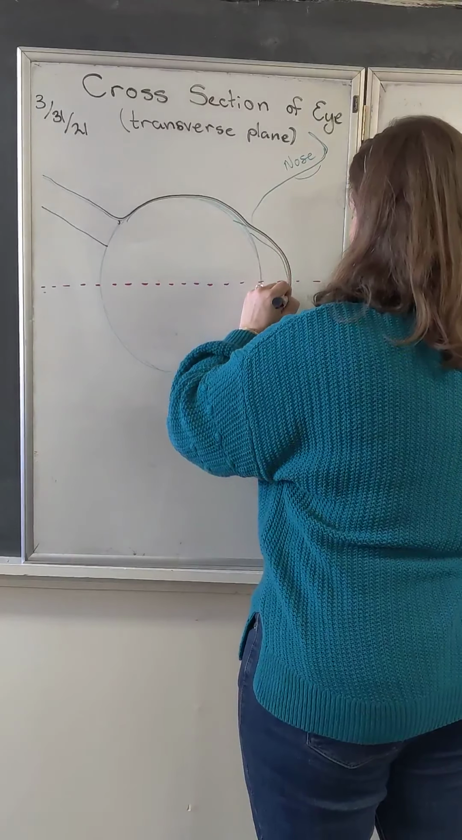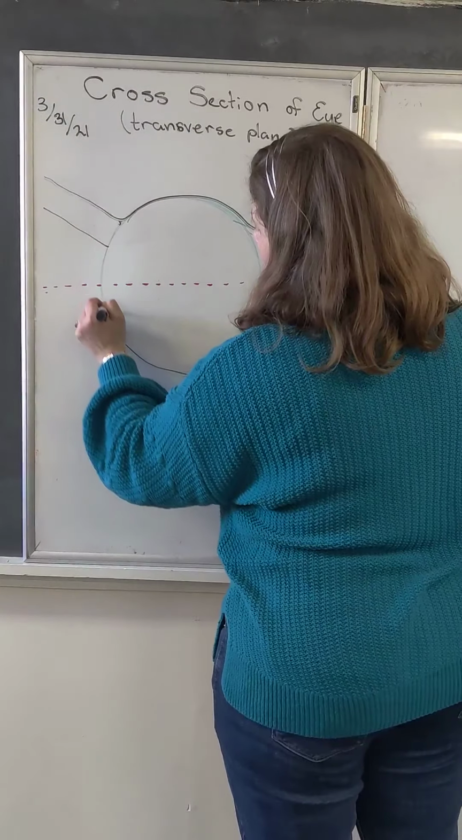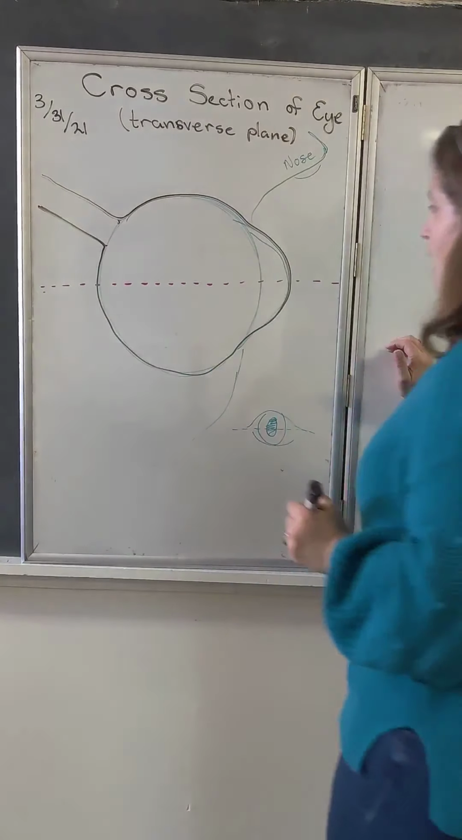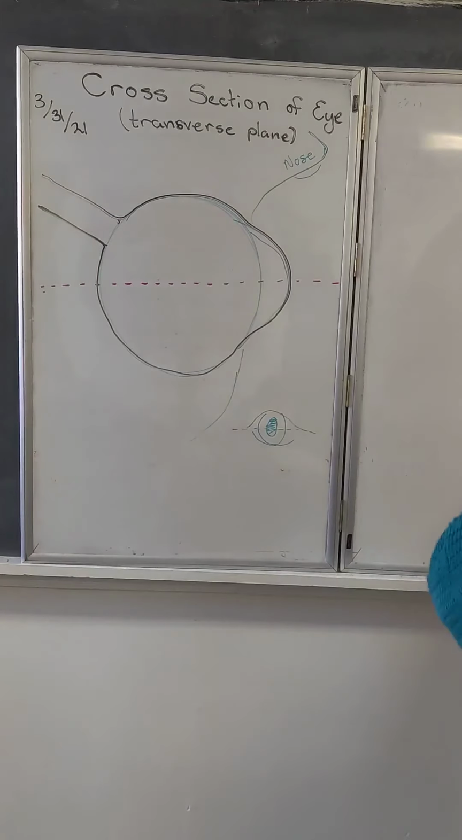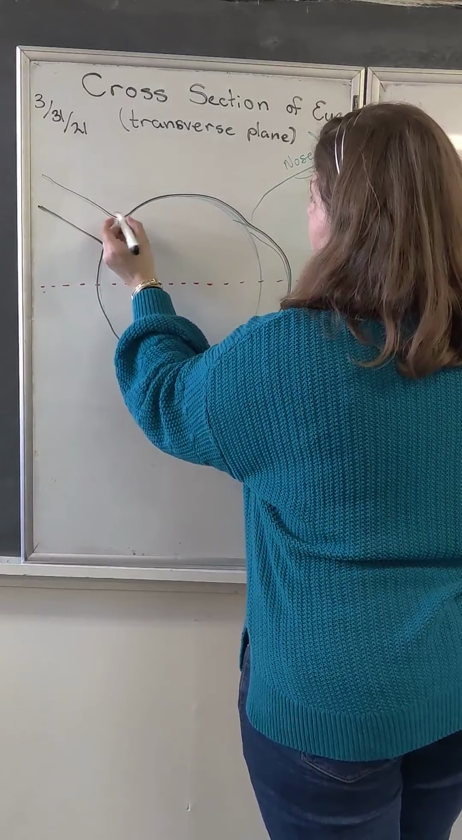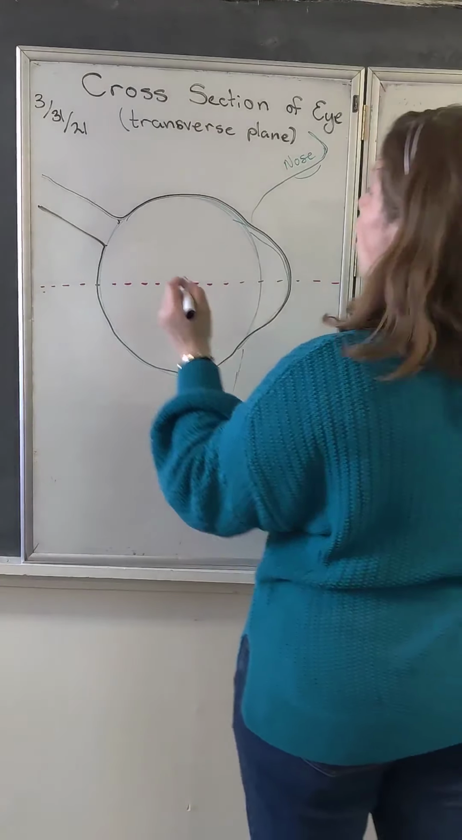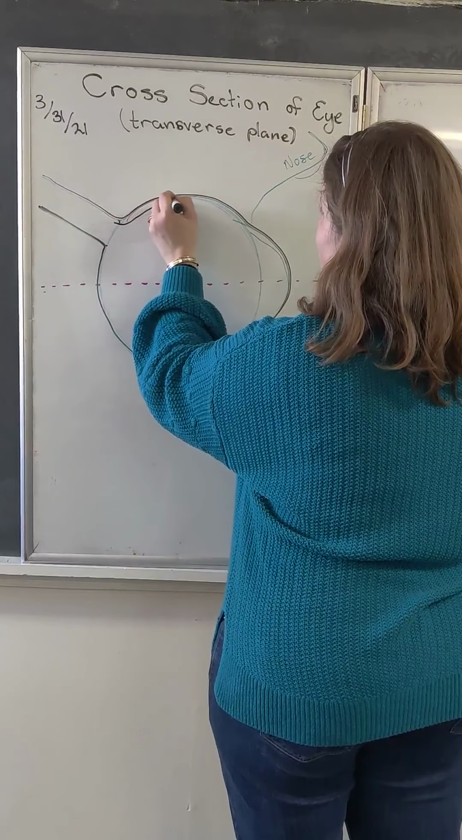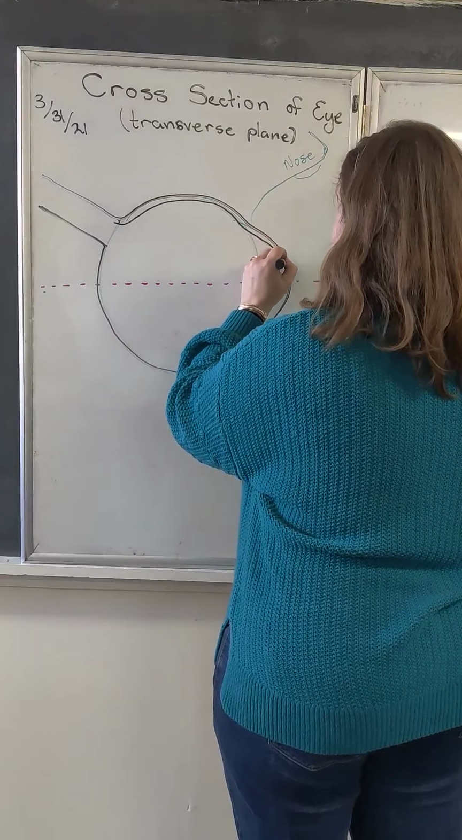Okay, so now we're going to trace the entire outline of the eye. Start at the optic nerve, come around, and we're just going to trace the whole outline of the eye. This will be the sclera layer. Now, sclera comes from the Greek meaning the hard membrane, and if I can get my hands on an eyeball for us to all dissect later, you will find that this is very difficult to cut through.